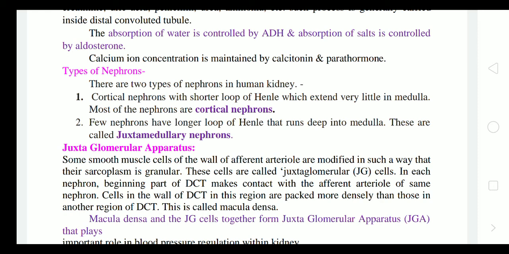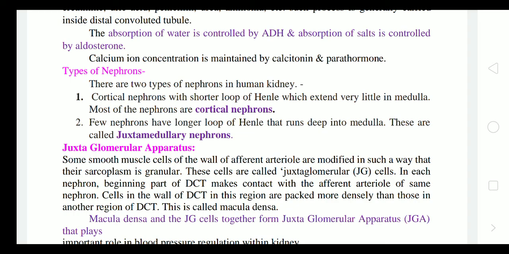Types of nephron. There are two types of nephrons in the human kidney: cortical nephrons with a shorter loop of Henle, which extend very little into the medulla. Most of the nephrons are cortical nephrons. Few nephrons have a longer loop of Henle that runs deep in the medulla. So these are called juxtamedullary nephrons.